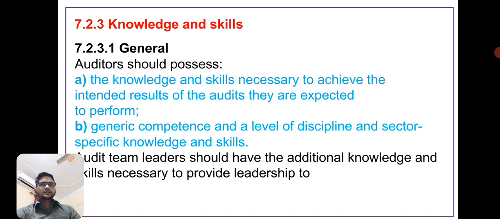Next clause is 7.2.3, knowledge and skills. The general requirement is 7.2.3.1, that is general requirement of knowledge and skill. Auditors should possess the knowledge and skill necessary to achieve the intended result of the audit. They are expected to perform generic competency and level of discipline and sector specific knowledge and skill. Audit team leaders should have the additional knowledge and skill necessary to provide leadership.